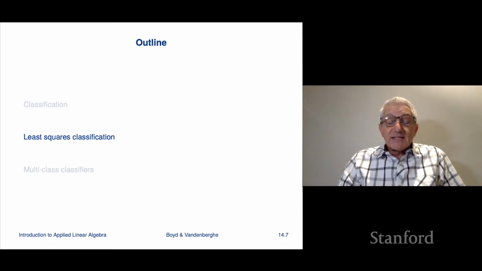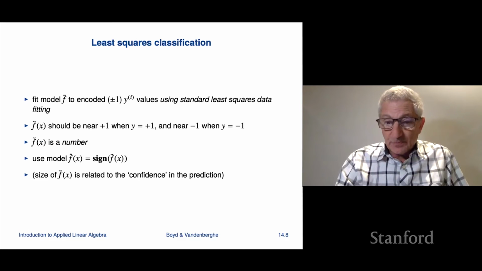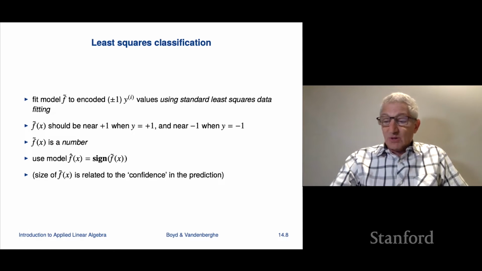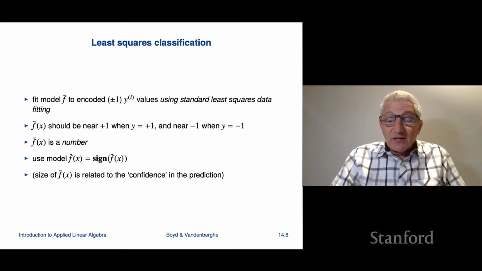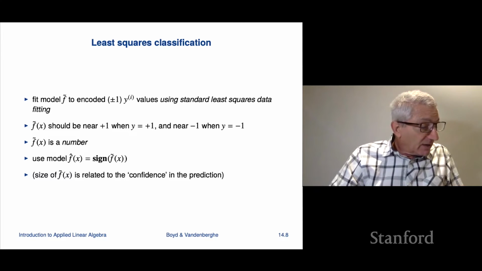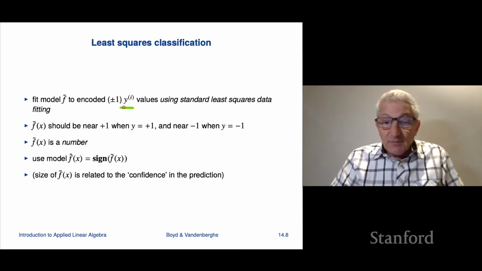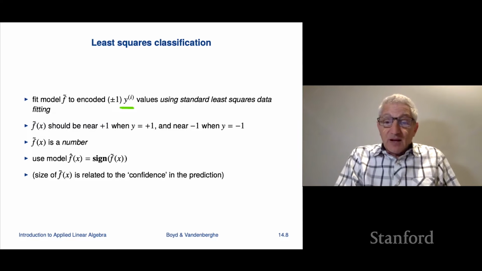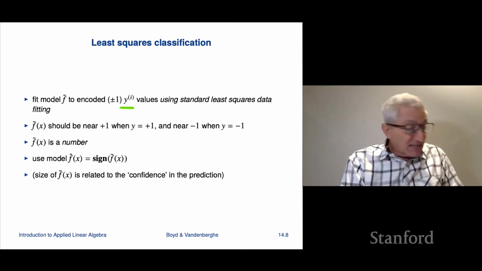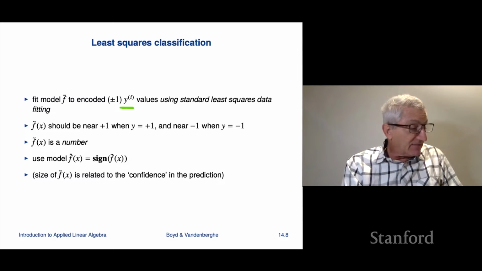We're now going to look and see how least squares can be used to build, tune, or fit a classifier. The way we'll do it is actually pretty straightforward. We're simply going to do standard least squares data fitting, where the outcome is simply going to be plus or minus 1. Remember, the actual outcome is always plus or minus 1, so we'll build a model that just targets that. That's just standard least squares data fitting.